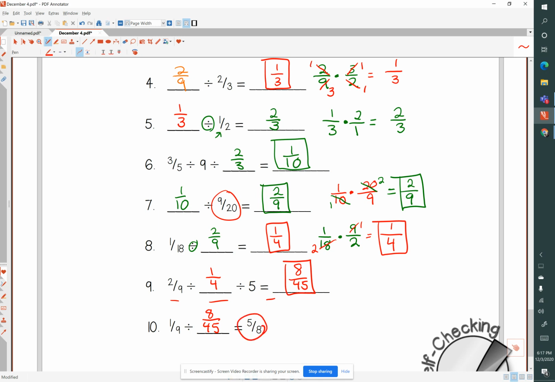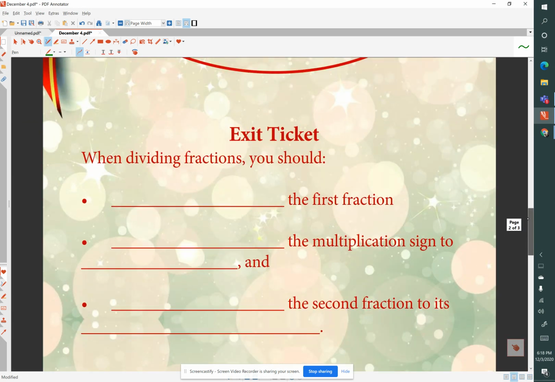Now, we don't trust this, we check, we verify. So 1/9, change the division to multiplication, flip 8/45 to 45/8. The 1 and the 8, there's nothing we can do, it's already simplified for us. But 9 is a factor of 45. 9 divided by 9 is 1. 45 divided by 9 is 5. So now I can multiply across. 5 times 1 is 5. 8 times 1 is 8. And our answer checks. So let's go back to our exit ticket.